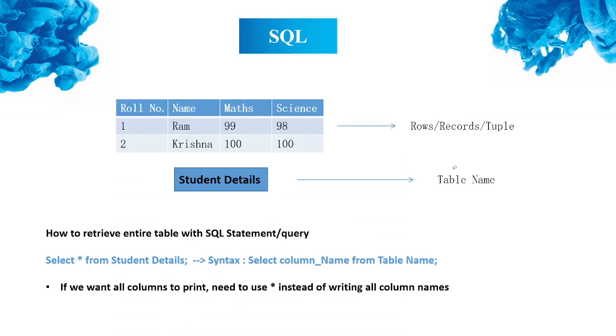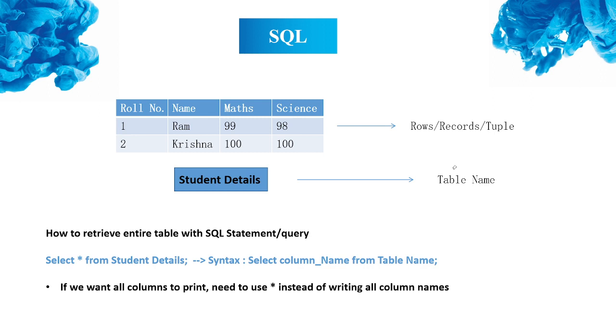If you see this table, it consists of two rows. Normally in SQL, rows are called tuples or records. Two tuples, and student details is the name of the table. Every table will have a table name, and in SQL we refer to everything by the table name itself. So we need to be very specific about the table name and also the column names, like roll number, name, maths and science.